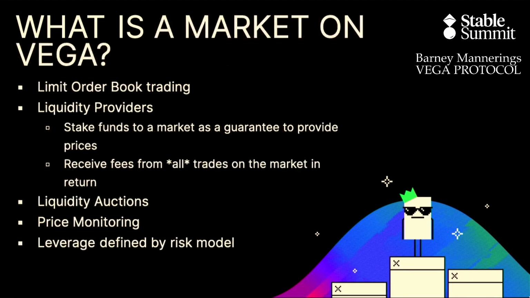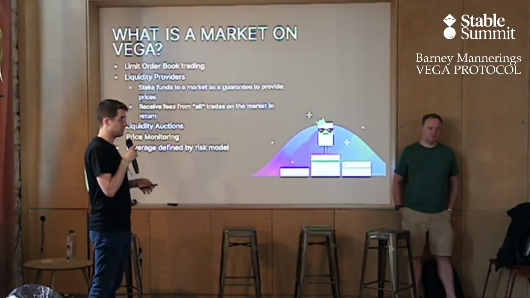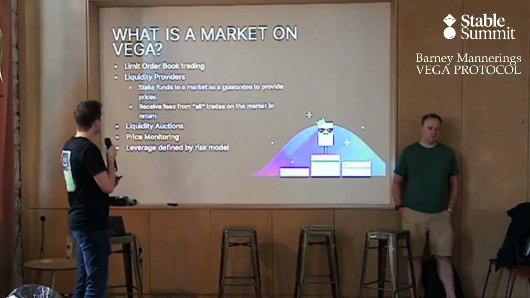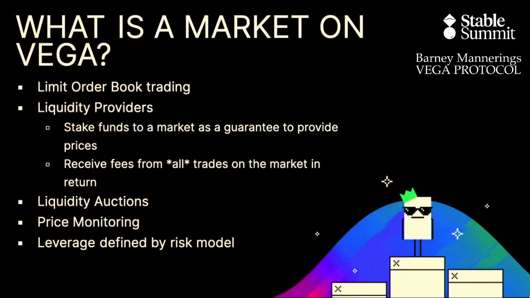So what is a market on Vega? It's a lot like a limit order book that you might expect in any given centralized exchange, with a few additional things that are worth taking into account. One of these is we have a concept of liquidity providers. These are slightly different to a liquidity provider on Uniswap or something like that, where although they still stake some funds, instead of that stake being used to automatically trade, it's used as a guarantee that they will always provide prices on the market. Obviously, that's quite a commitment for them to make, and in exchange for that, they receive fees from all trades on the market, whether they're hit in that given trade or not.